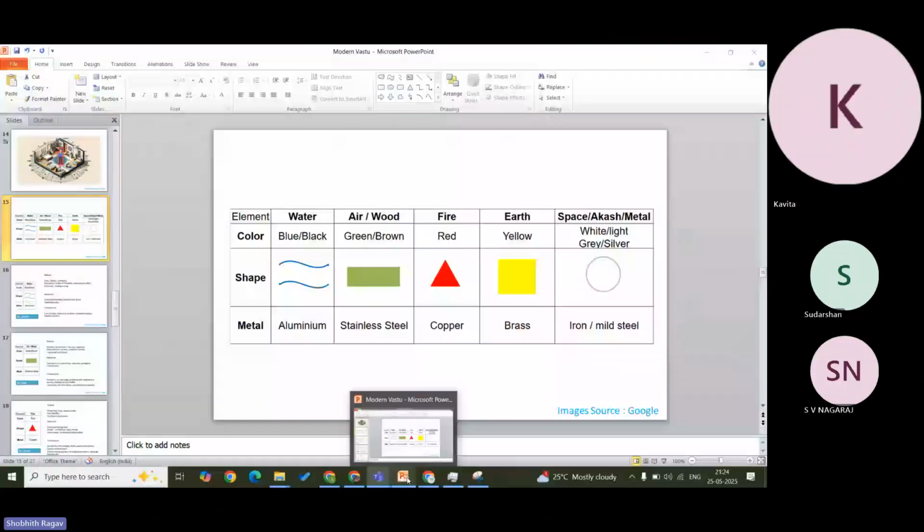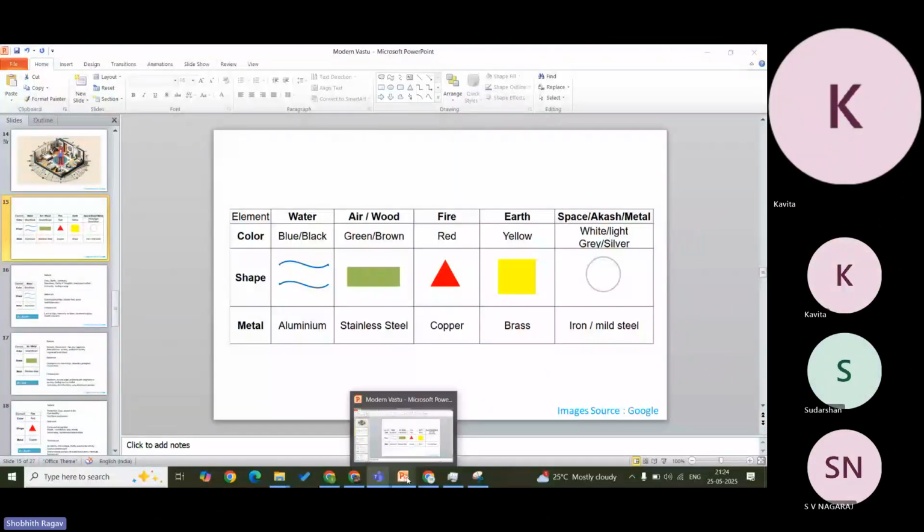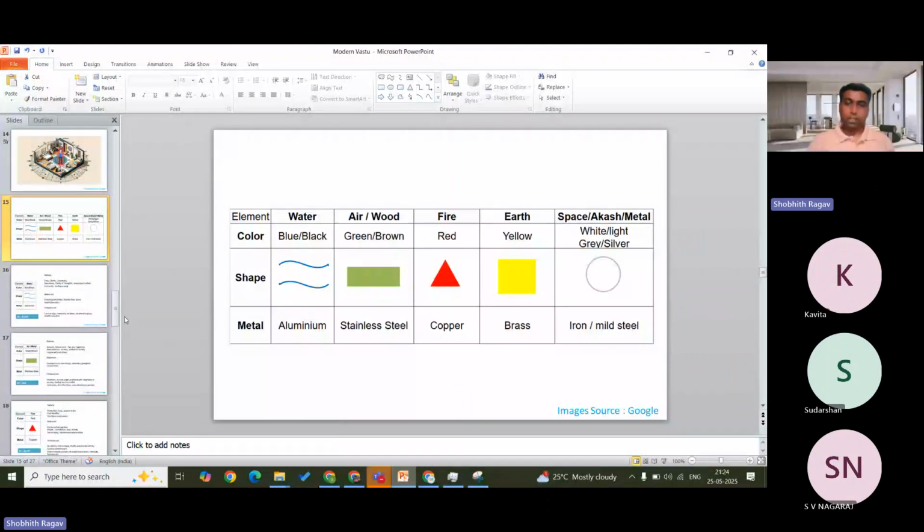Okay, so I think in the first class we extensively spoke about how the 5 elements impact human aura or energy, and how the house or the living space has 5 elements, and how it is interacting with the human body. So this we dealt with in detail.